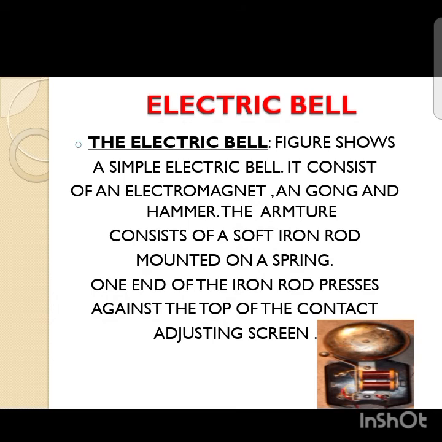Now the last topic, electric bell. The figure shows a simple electric bell. It consists of an electromagnet, a gong and a hammer. The armature consists of a soft iron rod mounted on a spring. One end of the iron rod presses against the tip of the contact adjusting screw.